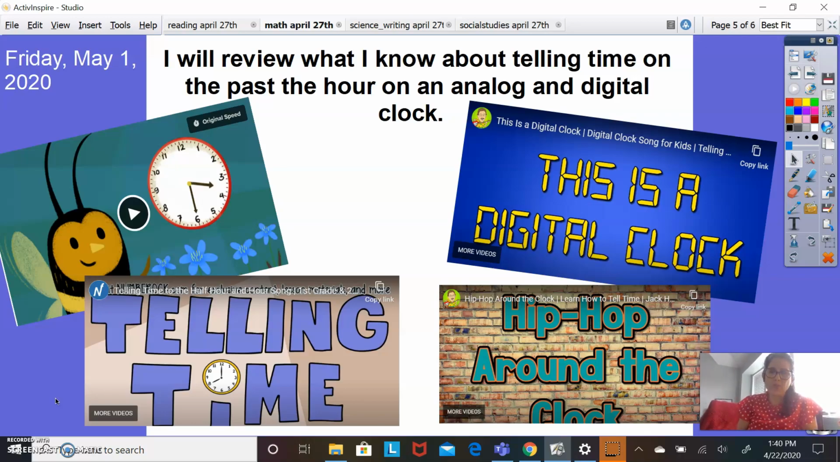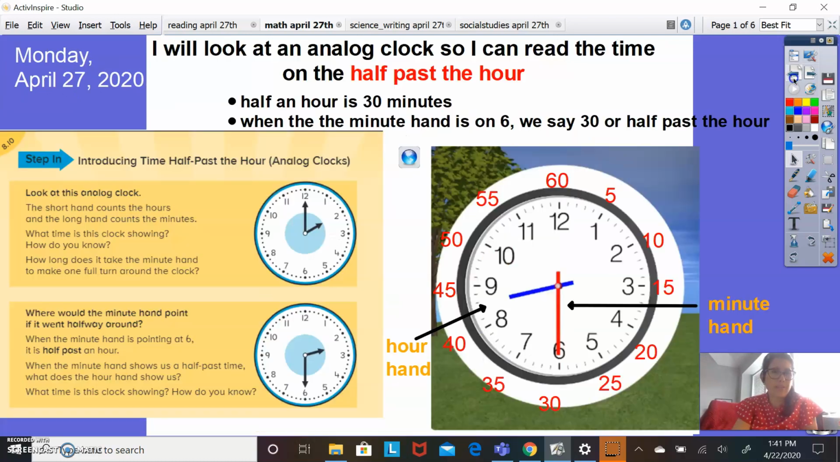And today we're just going to do a quick review of what we know about telling time on past the hour on analog and digital clocks. So we'll go back to Monday's lesson. And so we know that a full rotation around the clock is 60 minutes. So half past the time would be at 6, and that would be 30 minutes.